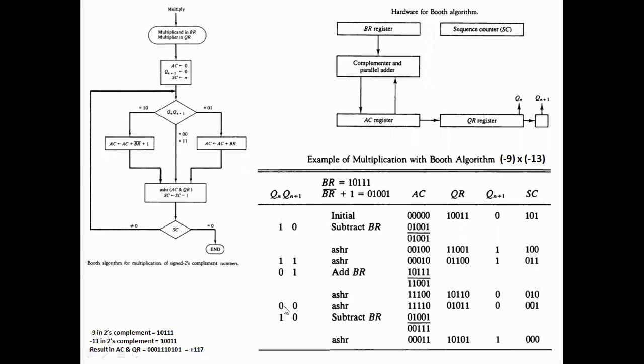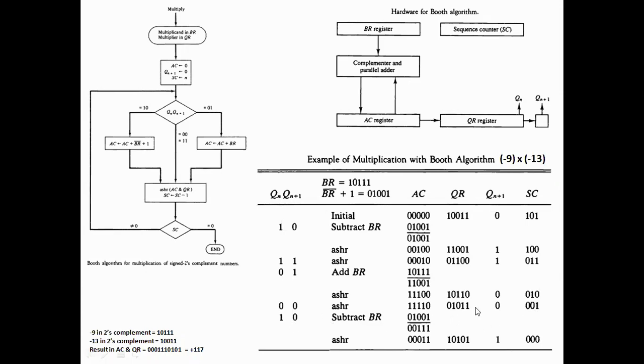Then the flowchart says, again check this. Now Qn is 0, Qn plus 1 is 0. So 0 0. On 0 0, the flowchart says just do an arithmetic right shift. I am doing an arithmetic right shift for the whole AC and QR. Once they are shifted right, there will be an empty space. That empty space will be filled by 1 because earlier it was 1. Counter will become 1.